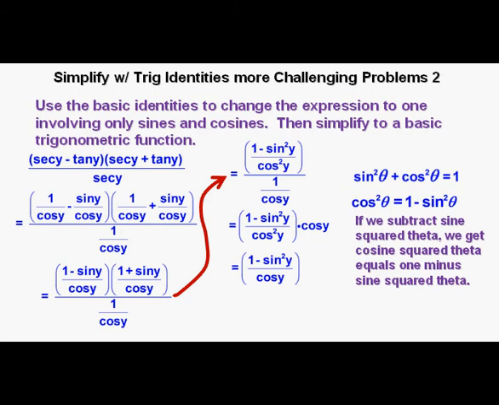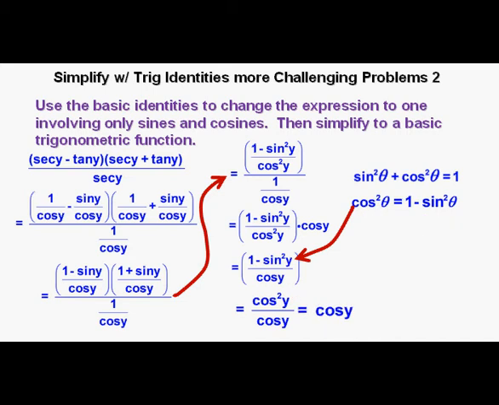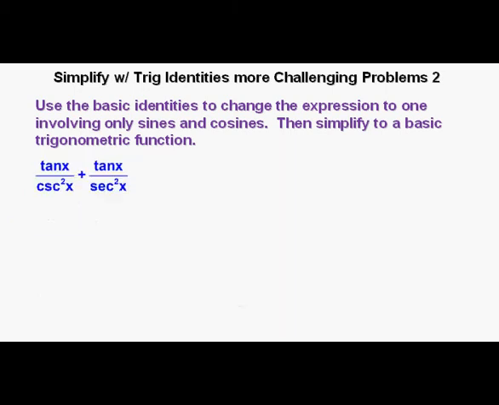If we subtract sine squared theta from both sides of this identity, we get cosine squared theta equals 1 minus sine squared theta. So we can replace 1 minus sine squared y with cosine squared y. So we're left with cosine squared y over cosine y, which equals cosine y, which we box in as our correct answer.